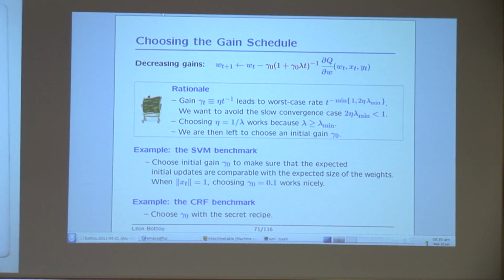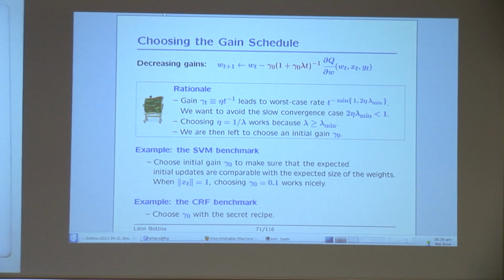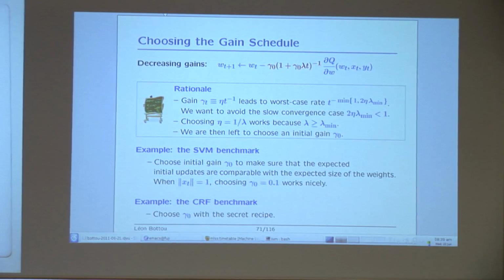And there are little tricks. For instance, if you ensure that the norm of every pattern, x squared, is 1, you can easily see that the covariance matrix is going to have trace less than 1. So all its eigenvalues are less than 1. And so you know that if your gamma 0 is below 1, nothing really bad is going to happen. So I take 0.1 and that's it.